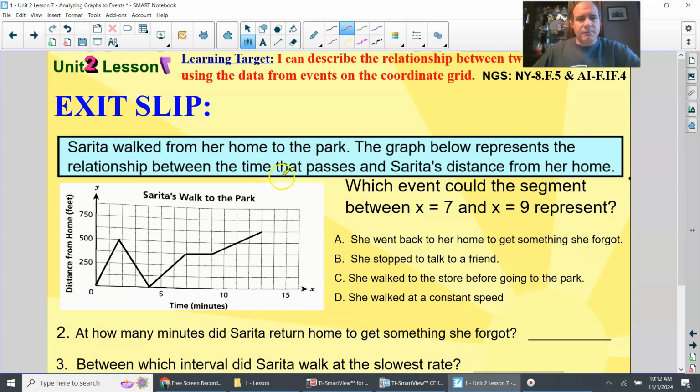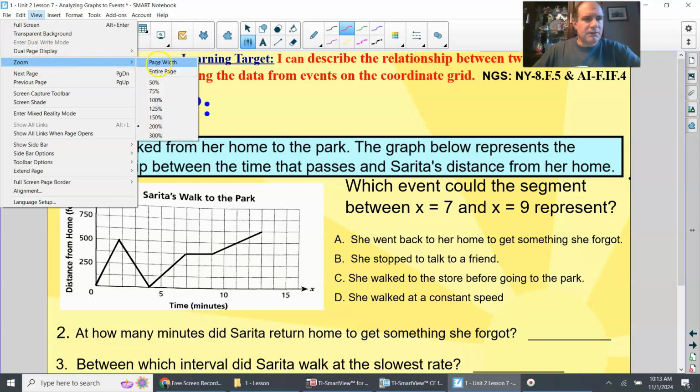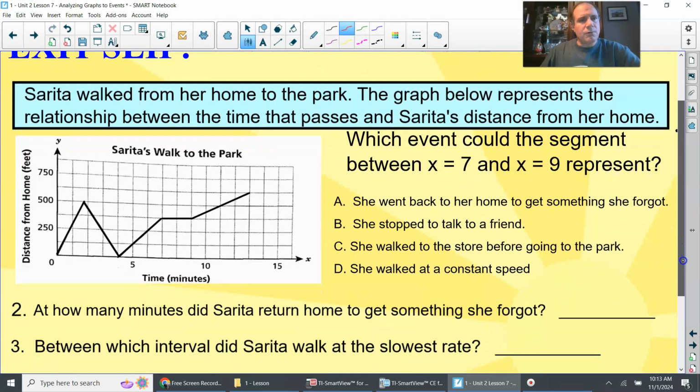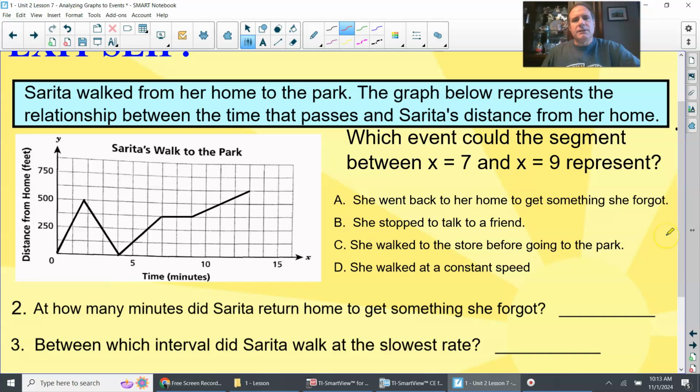All right, so the exit slip, we're up to this right now. The last question on this entire lesson. Sarita walked from her home to a park. The graph below represents the relationship between time that passes and Sarita's distance from her home. What event could the segment between x equals 7 and x equals 9 represent? So I'm just going to number 6, 7, 8, 10. And then 7 and 9 is right here. They always ask about that flat surface right there.